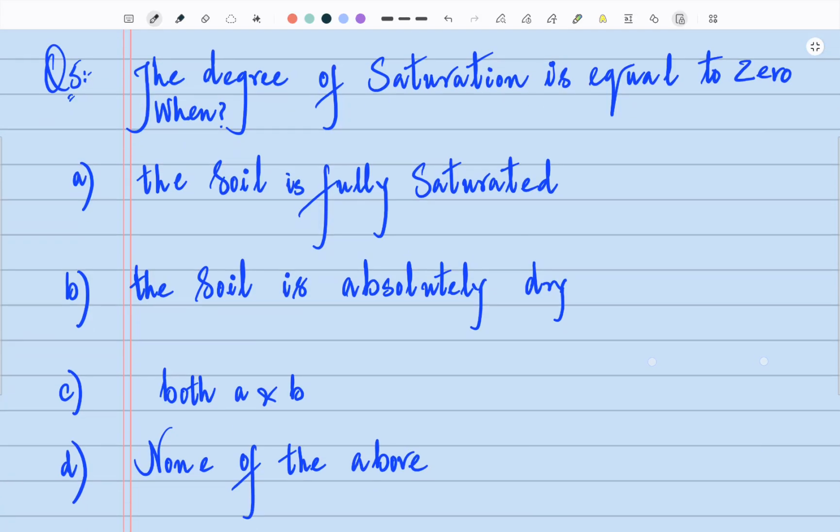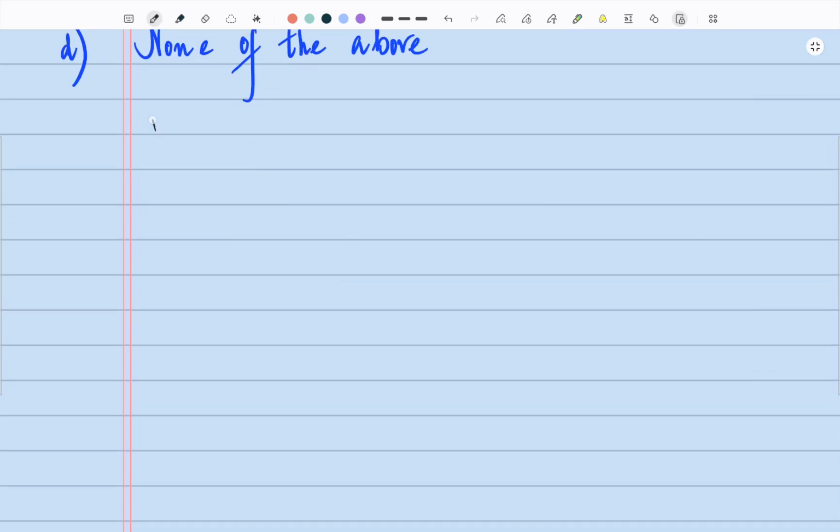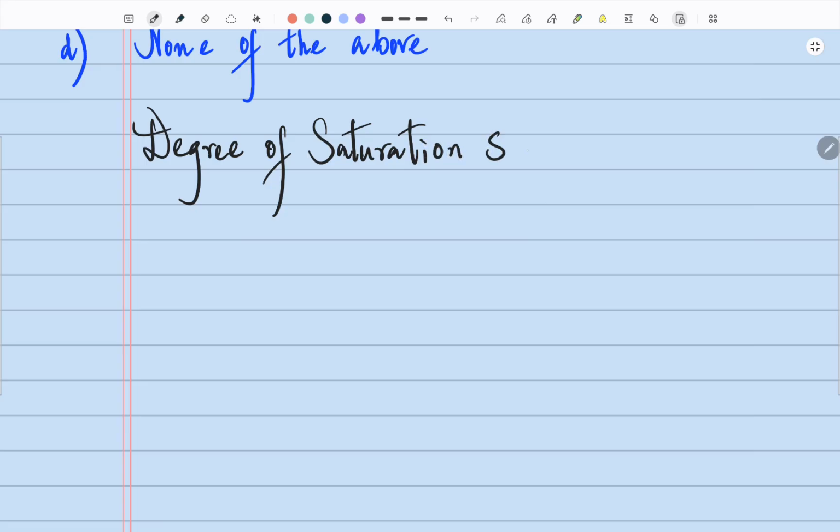Question is about degree of saturation. The degree of saturation is equal to 0 when the soil is fully saturated, when the soil is absolutely dry, both A and B, or none of the above. Degree of saturation is also a very important volumetric relationship in case of a soil mass. It is denoted by S, and it's defined as the ratio between volume of water to the volume of voids.